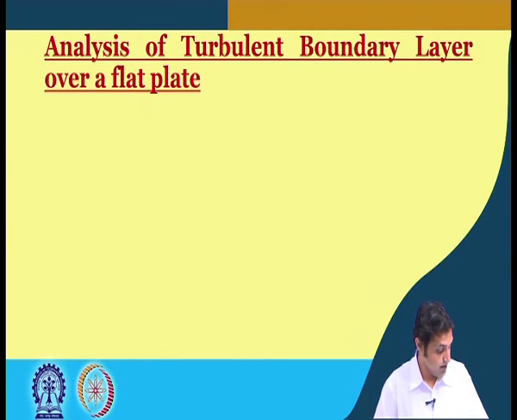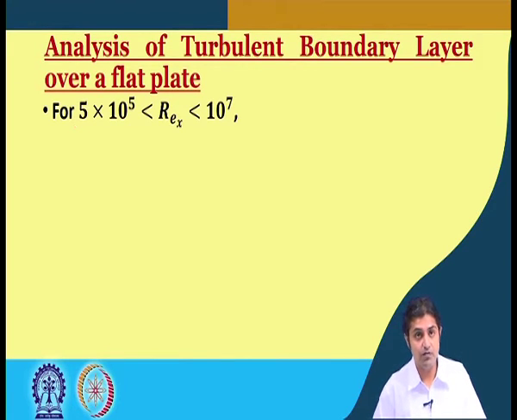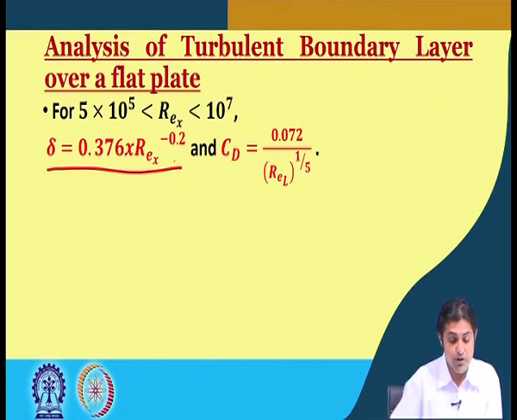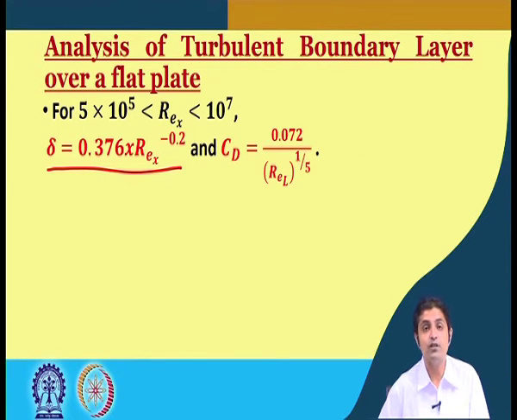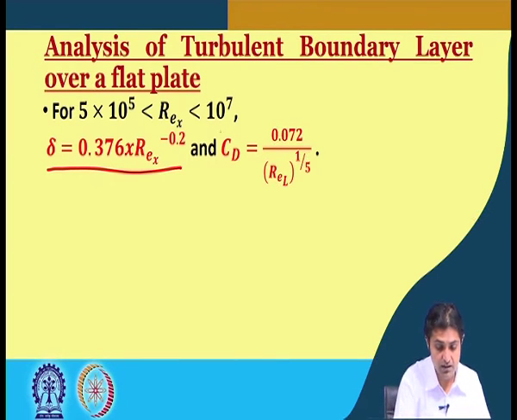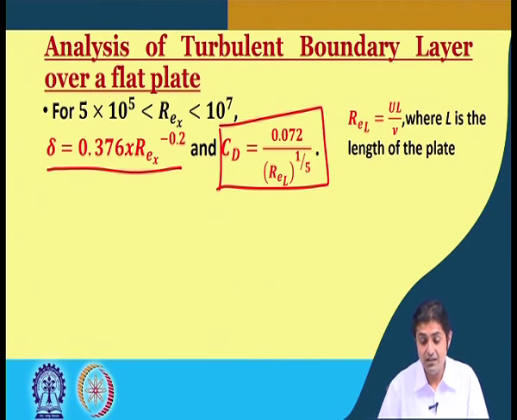So, now the analysis gives us that for Reynolds number between 5 into 10 to the power 5 and 10 to the power 7, this is what we got. Boundary layer thickness was 0.376 multiplied by x into Reynolds number to the power minus 0.2, and CD gave us 0.072 into Re at L to the power 1 by 5. If you put in those values, we can get CD as follows, okay, where Re at length L is U capital L by nu, where L is the length of the plate.